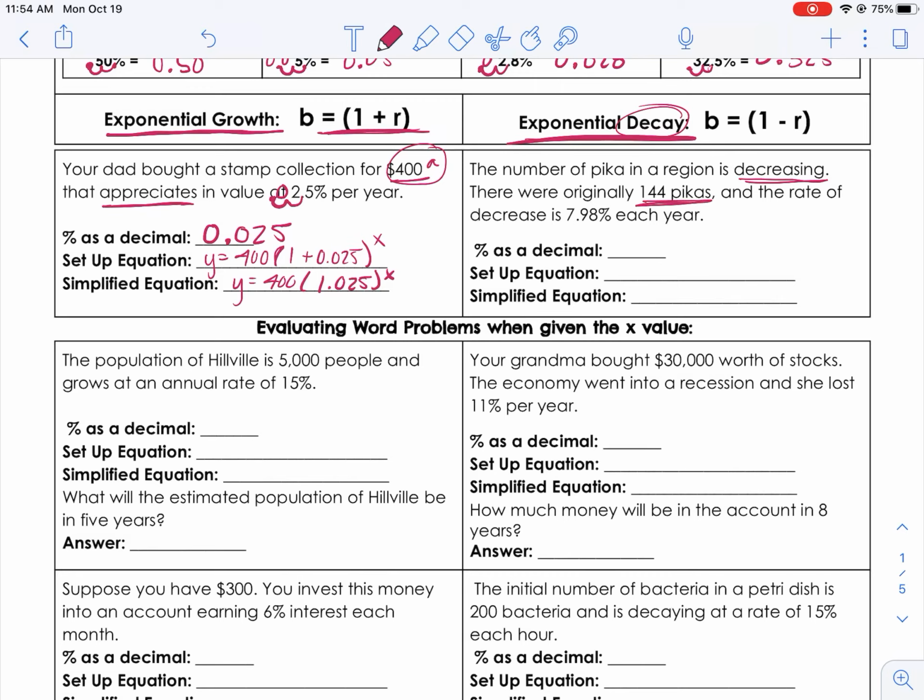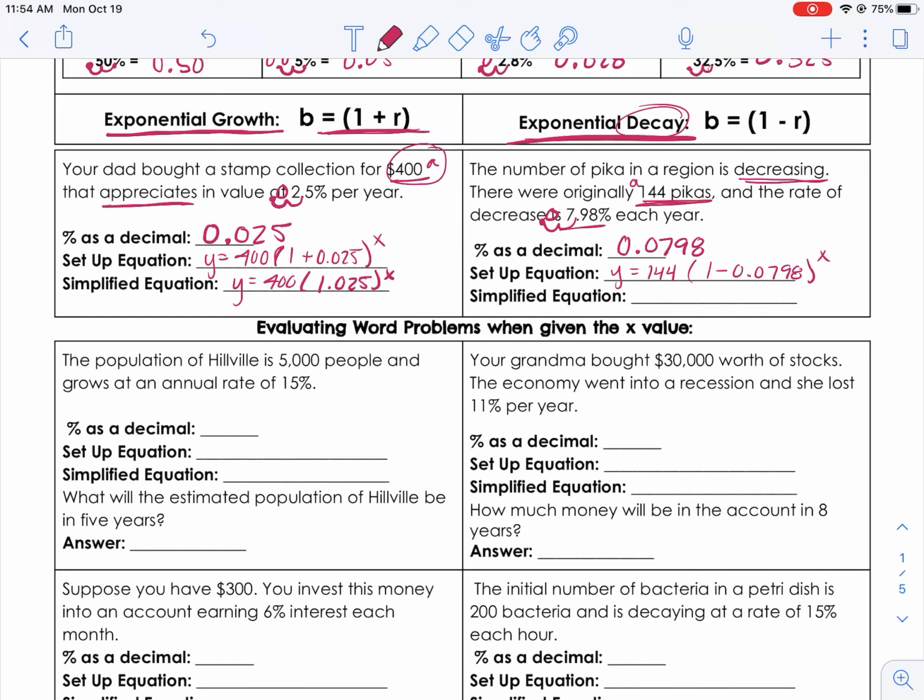So it says there were originally 144 picas. That's our A. And the rate of decrease is 7.98% each year. So as a decimal, we're going to move that decimal place, and it's going to be 0.0798. And since it's decreasing, instead of adding 1, I'm going to subtract from 1. So I'm going to say y equals my original, so 144, times 1 minus 0.0798 raised to the x.